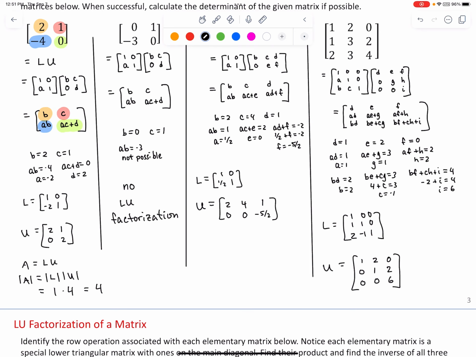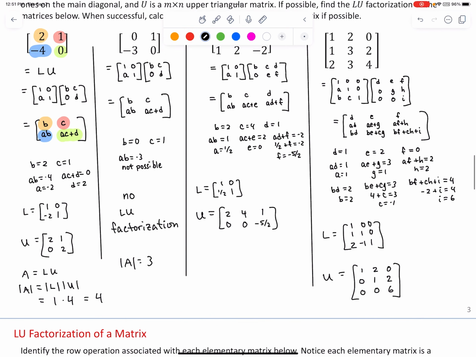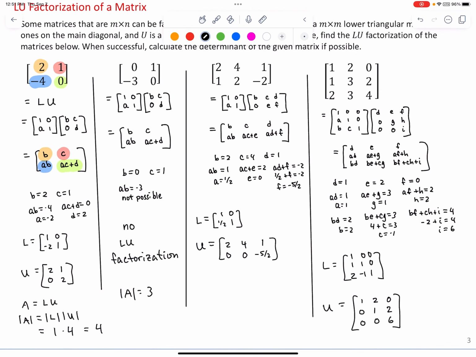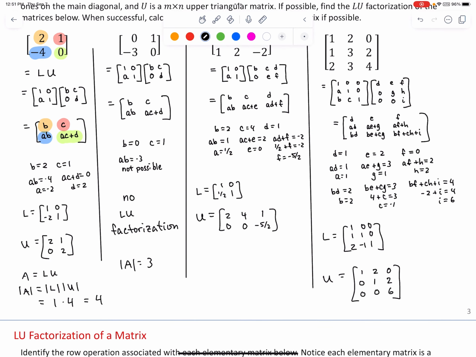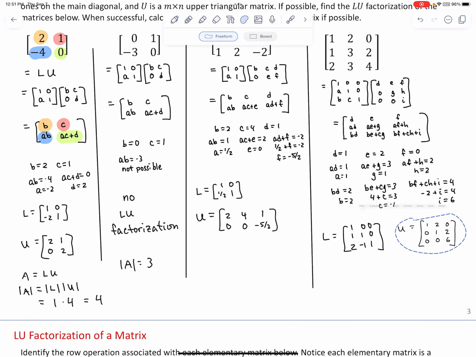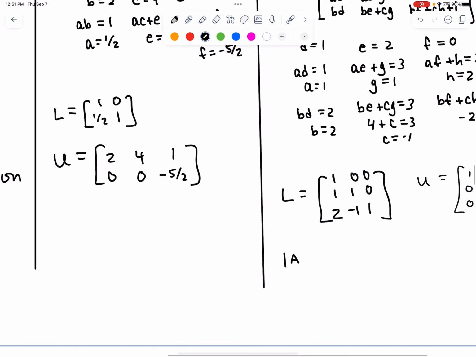Now in case 2, we were not successful in finding an LU factorization, but we could get the determinant of the original matrix, and we would get a positive 3 by just doing our crisscross method. Matrix 3 is not square, so we can't even find its determinant, but now let's look at the last matrix, the fourth matrix here, that's a 3 by 3. And let me move this work up here. The determinant of this 3 by 3 can be found by doing the determinant of L and then times the determinant of U.